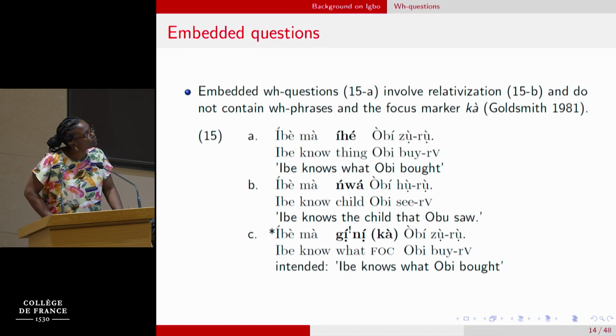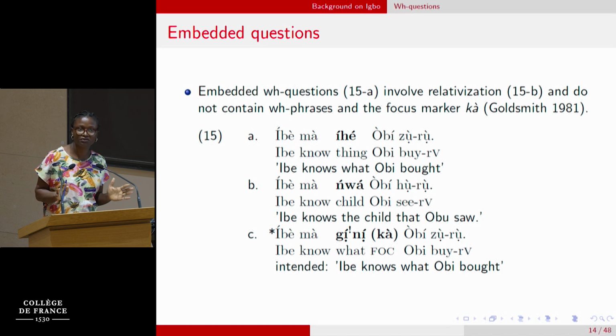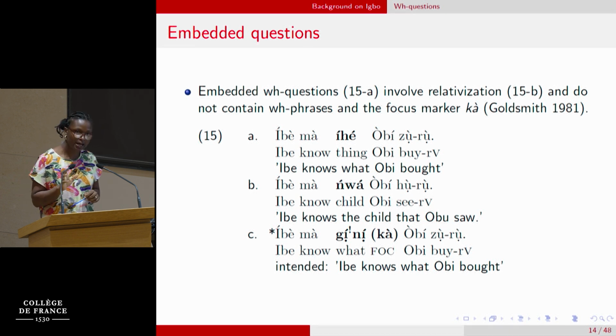Yes. So now looking at embedded questions. Embedded questions are very, very different from what we see in matrix questions. So the first thing we observe is that we do not get the WH phrases. If you look at the example in 15C, you cannot have the WH words in the embedded context, whether you have focus there or not. But rather, these embedded questions are expressed via relativization. This has long already been established by Goldsmith.